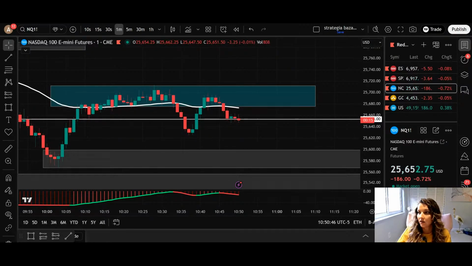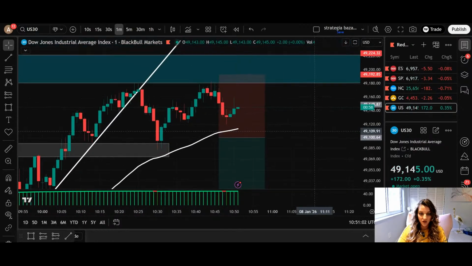If it did not, and also how strong the rejection is. If it's formed by 1 or 2 candles, yeah, it's a good rejection. It's a higher chance. Okay, this is NQ.